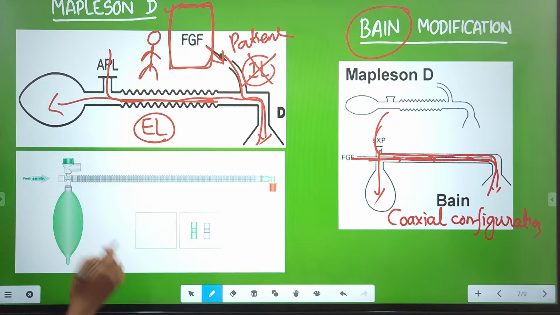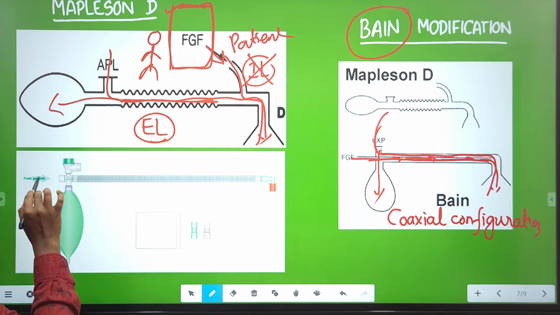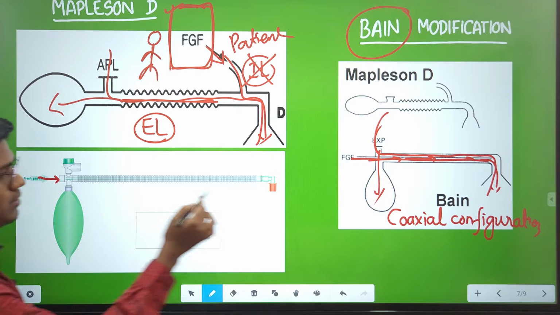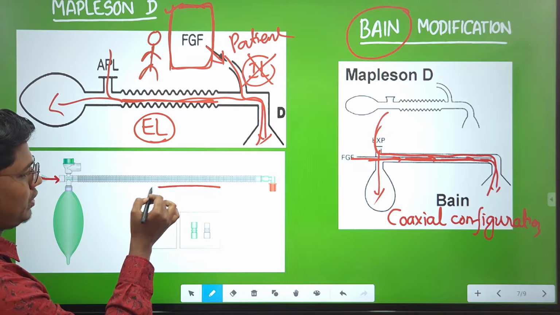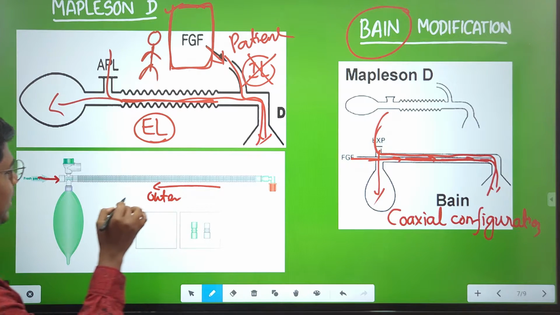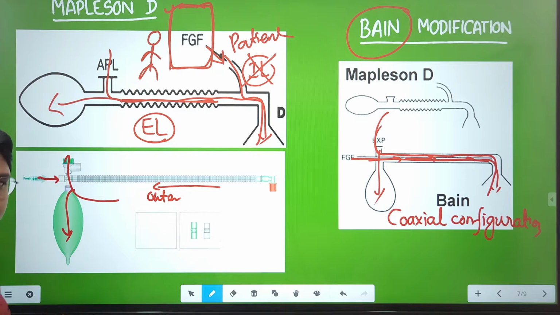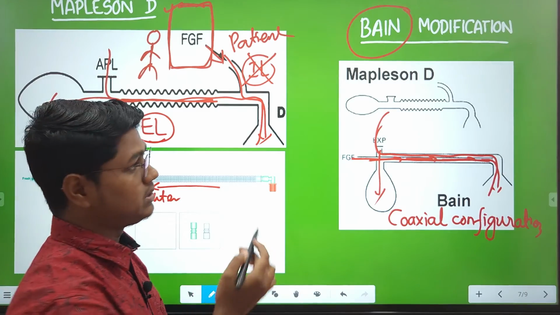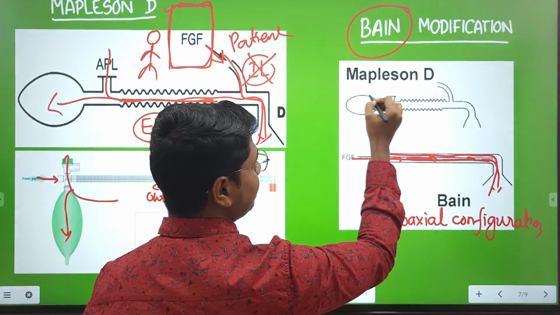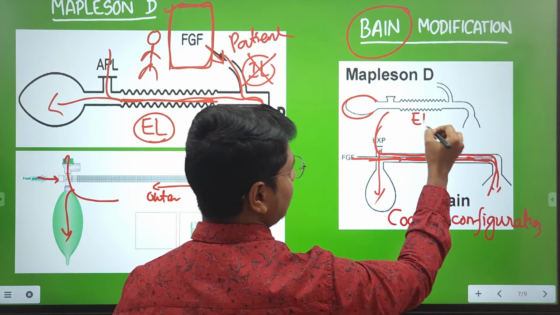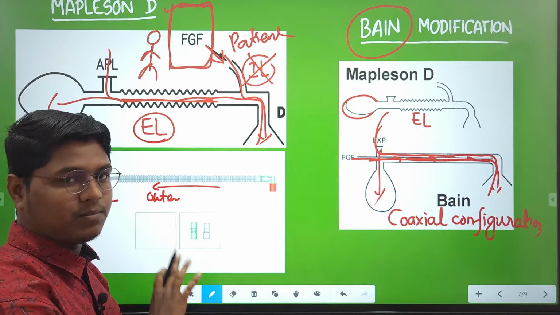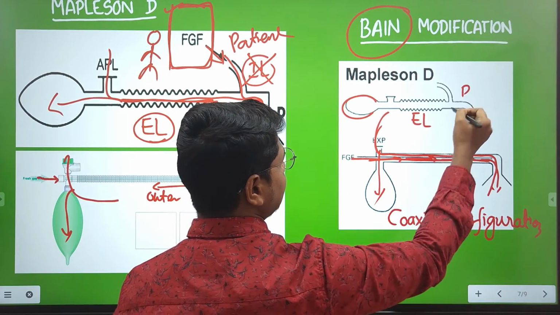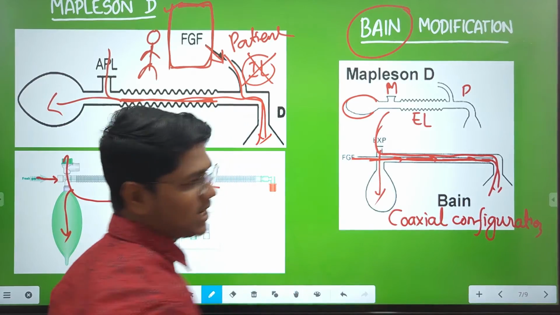See here, you can see the green one: the inside one is the inspiratory limb through which the fresh gas flow will go, and through this outer limb, or outer tube, it will go out, or some will go to the rebreathing bag. Now you have understood. In Mapleson D, the bag is in the expiratory limb. This is a difference between Mapleson A and D. Also the APL valve: there it was at the patient end, here the APL valve is towards the machine end.